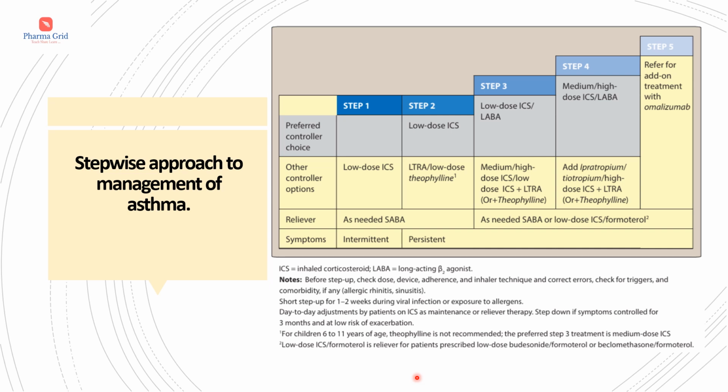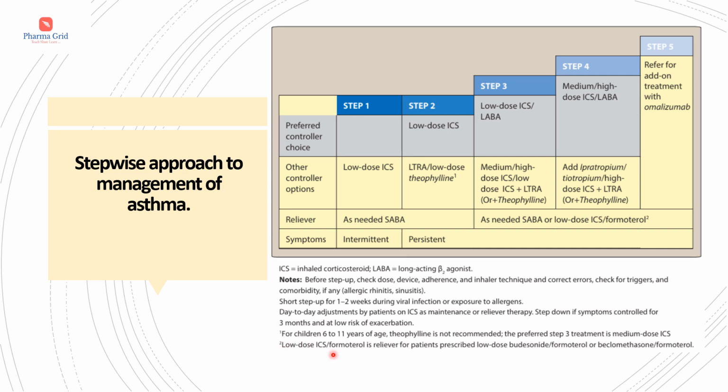For children 6 to 11 years of age, theophylline is not recommended. Theophylline is a methyl xanthine. So for children 6 to 11 years of age, theophylline is not recommended. The preferred step 3 treatment is medium dose inhaled corticosteroids. Okay, so here in this step 3, other controller options we can add theophylline. But if the patient is of 6 to 11 years age, we cannot use theophylline. So in such cases, we need to add medium dose inhaled corticosteroids instead of theophylline.